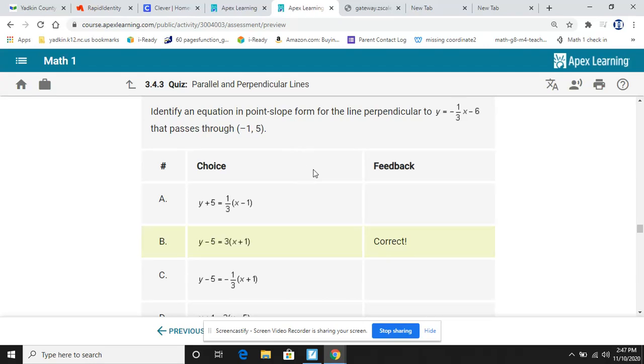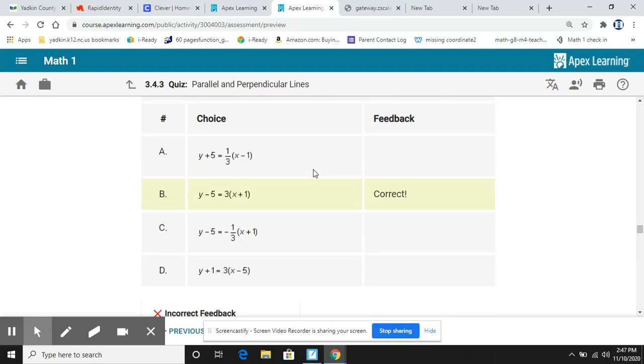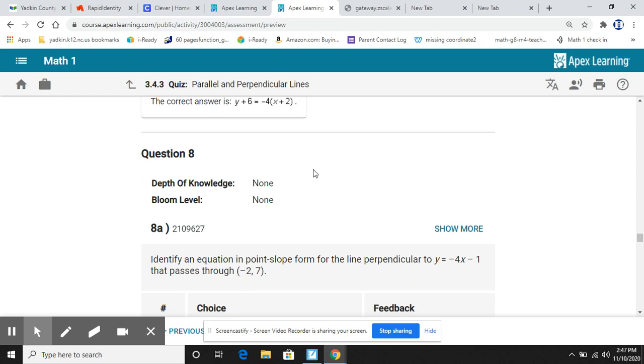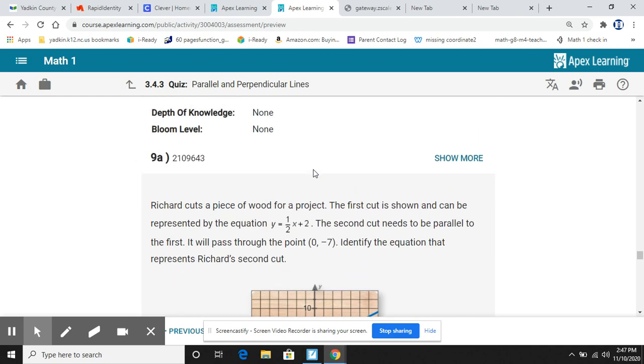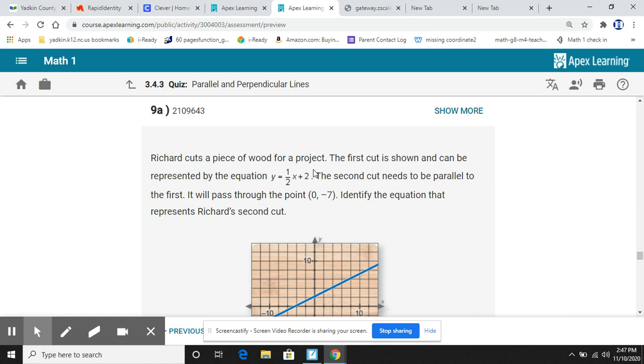All right, let's do the last two, numbers 9 and 10. So number 9 says Richard cuts a piece of wood for a project. The first cut is shown and can be represented by the equation y equals 1/2 x plus 2.